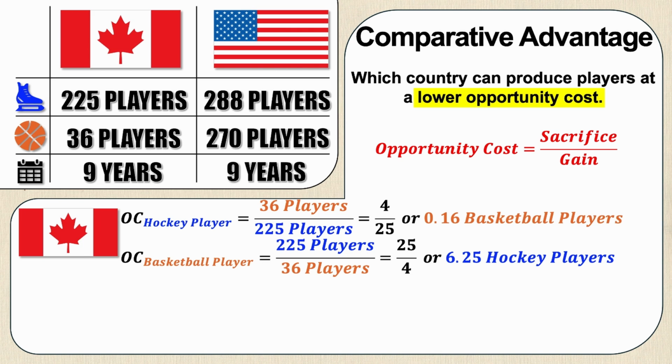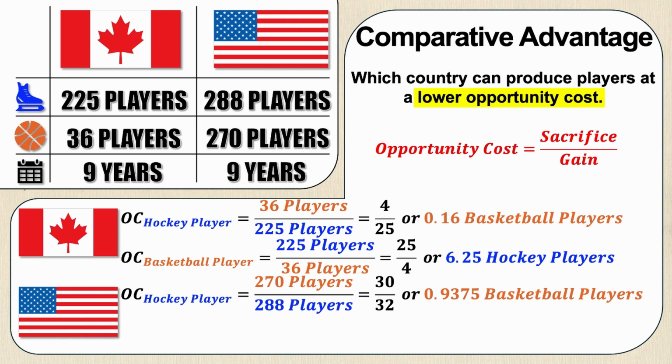And what this means is that in order for Canada to produce just one basketball player, they must give up the production of 6.25 hockey players. Let's look at the opportunity costs for the United States. So the opportunity cost for hockey players looks like this.